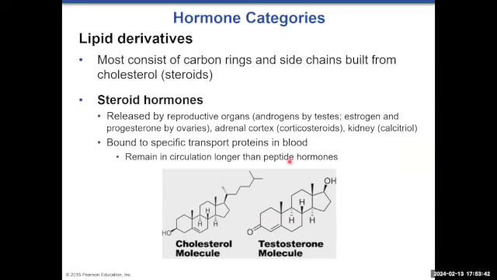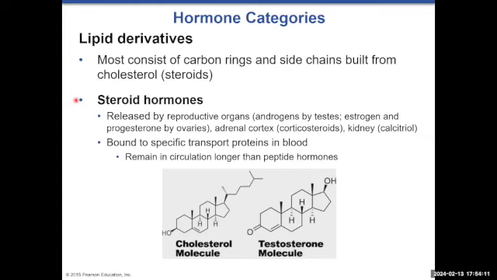Okay, now the other classification of hormones are these steroid hormones. These steroid hormones are sometimes called lipid derivatives versus the amino acid derivatives that we just mentioned. All steroid hormones are going to be derived from a lipid. Specifically, the lipid that they're derived from is cholesterol. And these lipid hormones are going to share a similar structure.